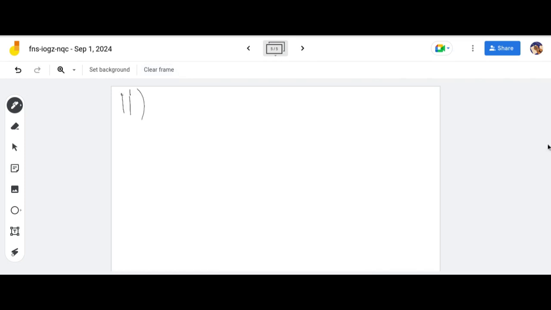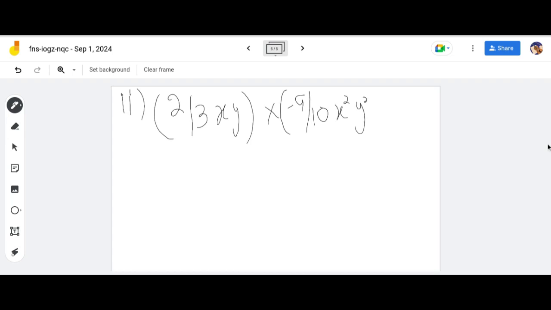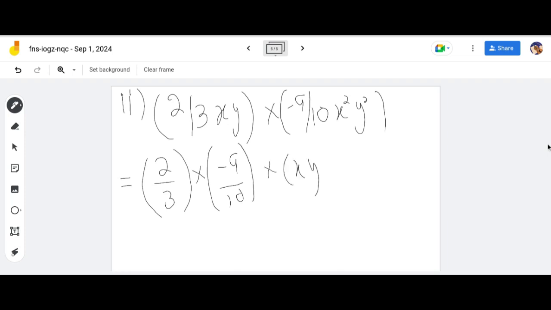The second part says that it will look like 2 into 3 xy, then product by minus 9 by 10, then it will look like x square and y square. This is the question. I will solve the numeral factors separately and the variables separately, okay? So solution: 2 into 3 here, by putting the product sign, minus 9 by 10 here, and the xy here, and the x square y square here, okay?